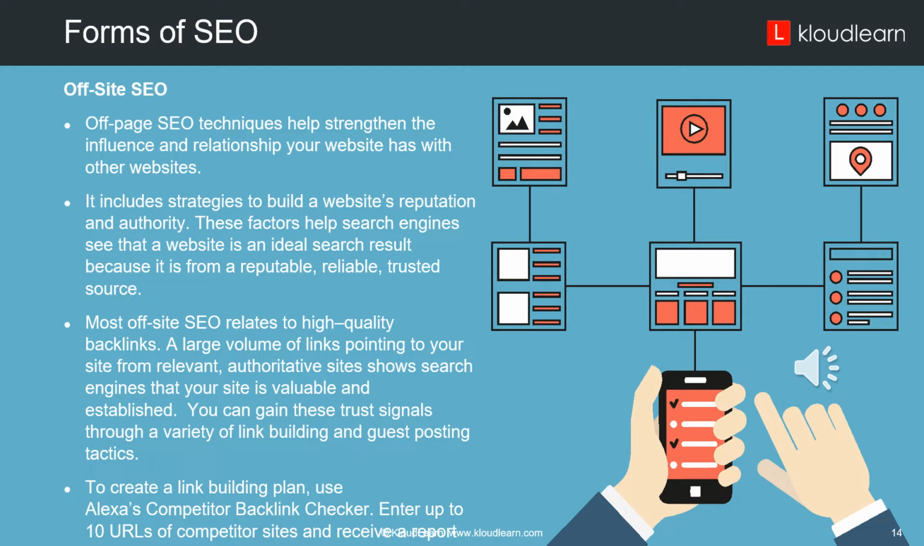A large volume of links pointing to your site from relevant authoritative sites shows search engines that your site is valuable and established. You can gain these trust signals through a variety of link building and guest posting tactics. To create a link building plan, use Alexa's competitor backlink checker. Enter up to 10 URLs of the competitor sites and receive a report.